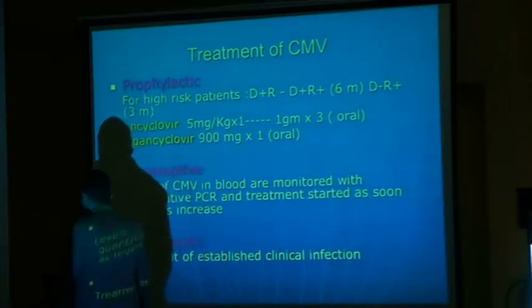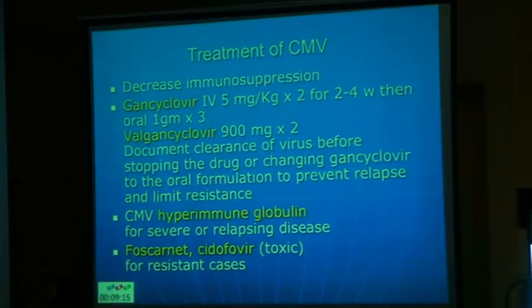And for treatment, when there is an established clinical infection, the first thing to do is to decrease the immunosuppression, and you double the dose that we have mentioned. So you use ganciclovir intravenously, 5 milligrams per kg twice, not once, and valganciclovir is given at a dose of 900 milligrams twice, and you have to document clearance of the virus before stopping the drug or changing ganciclovir to the oral formulations, to prevent relapse and limit resistance.